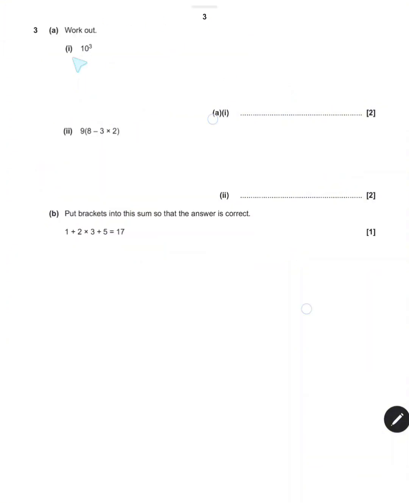Question 3, I'm just looking to work out what 10 cubed is. Well, 10 cubed is 10 times 10 times 10. Be careful with this. 10 times 10 is 100. Times 10 again is 1,000. This is not 10, 20, 30. That's 100. Times 10 again would be 1,000.